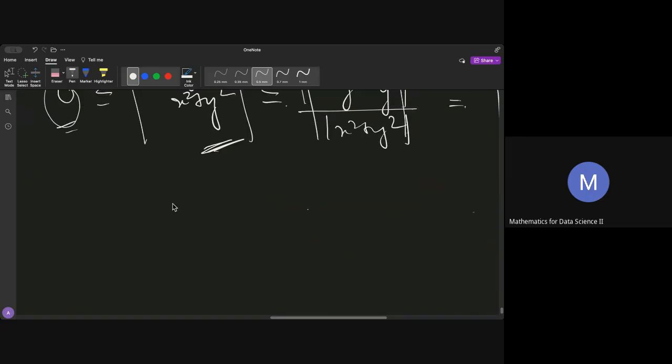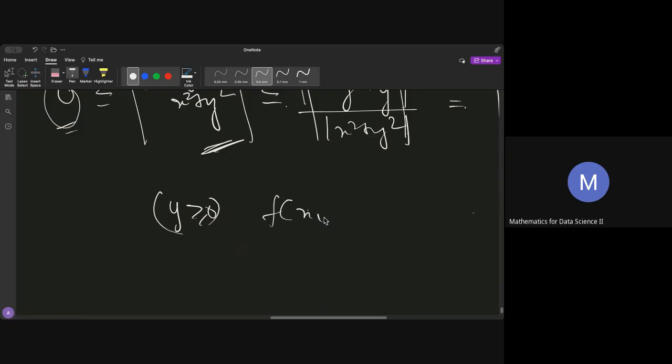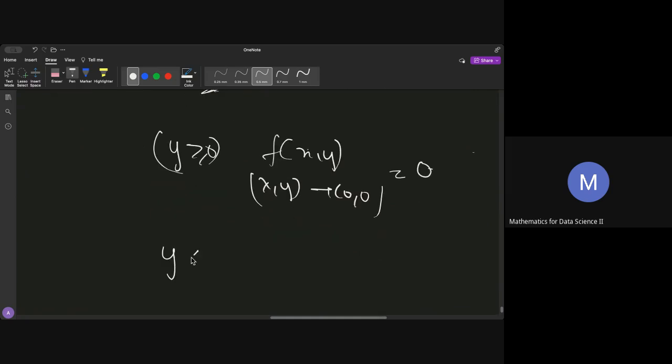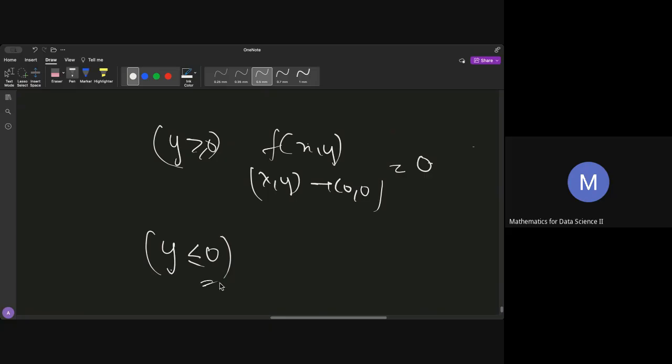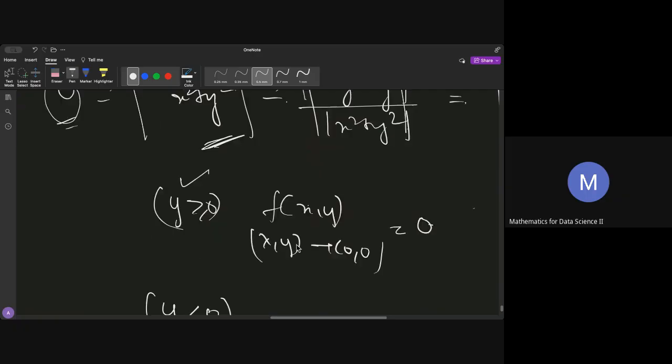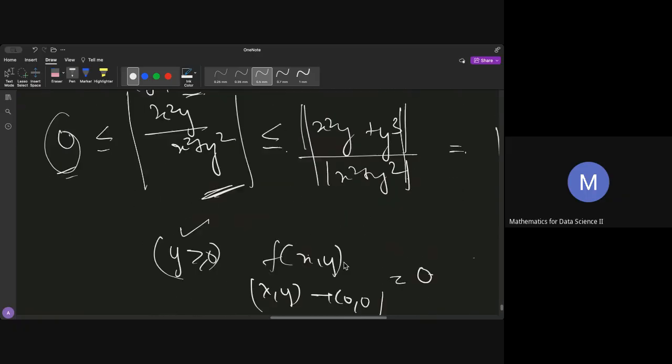That's one thing. That means when your y is greater than or equal to 0, the limit of f(x, y) as (x, y) tends to (0, 0) is 0. Then we'll only have to check the case when y is less than or equal to 0. If it's true in this case also, then the limit is 0, right? Because we've used both cases, greater than 0 and less than 0. That means all cases have been covered. I don't think you will have something this complicated in exams, but let's still do this.